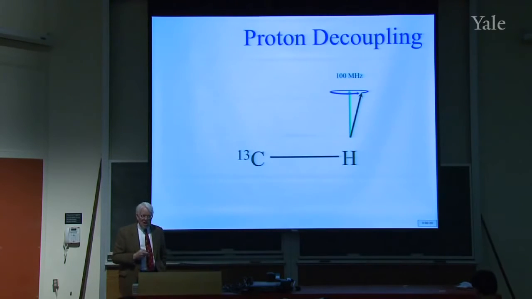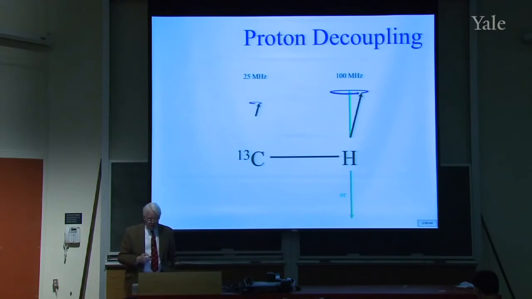So the H has a steady field in that direction, or there are other ones that have exactly the same steady field in the opposite direction. Now C13 is 25 megahertz. It's only a quarter as strong as a magnet, so it precesses much more slowly. It's a smaller magnet, and it can be either up or down. Okay, so both these things are happening when we put it in a magnetic field.